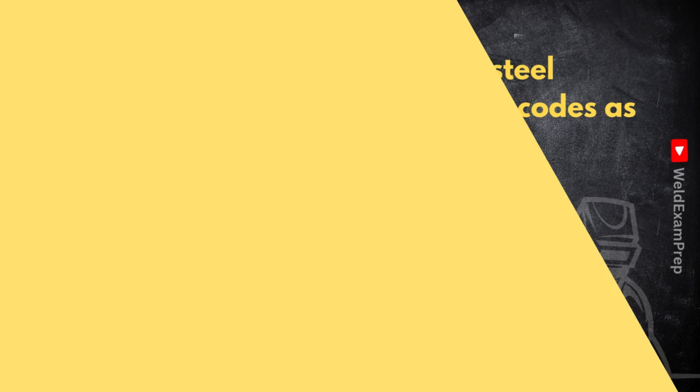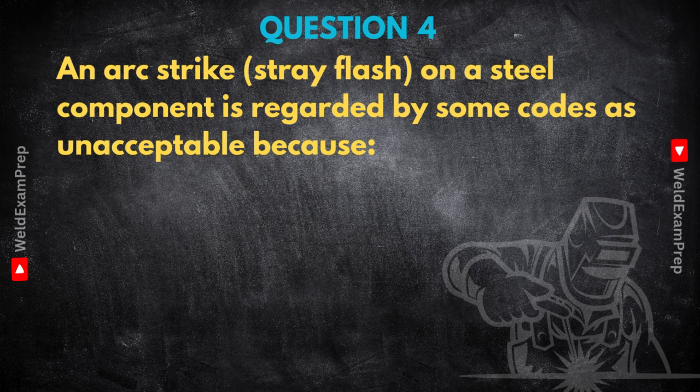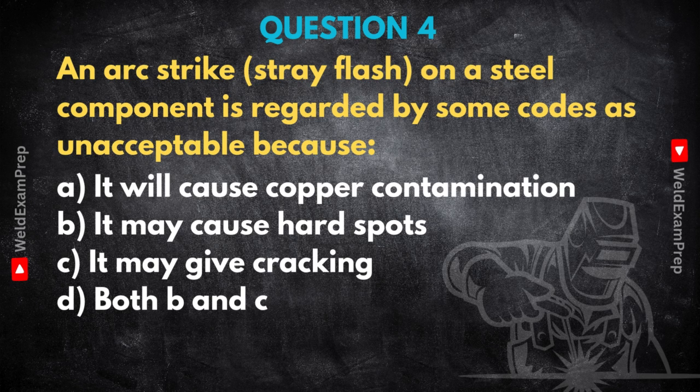Question 4. An arc strike, stray flash, on a steel component is regarded by some codes as unacceptable because options: A, it will cause copper contamination. B, it may cause hard spots. C, it may give cracking. D, both B and C. Okay, for this one, the answer is D, both B and C, hard spots and cracking.